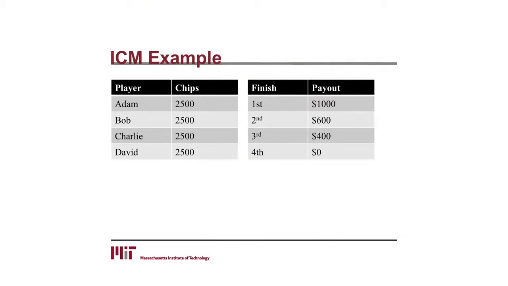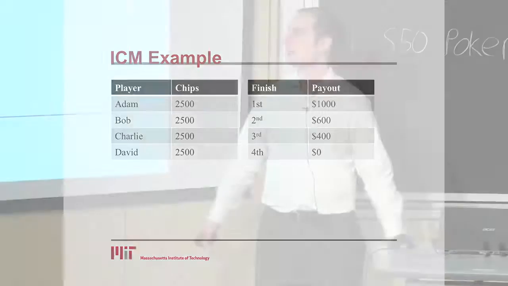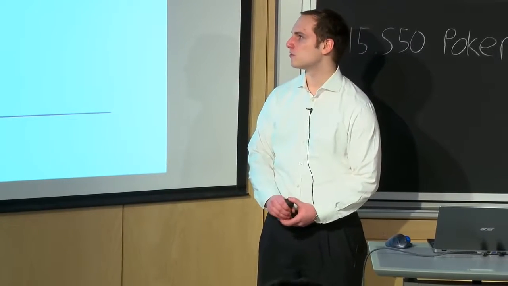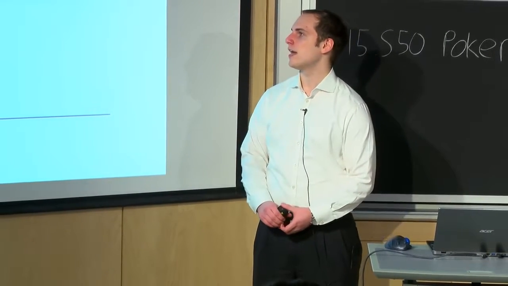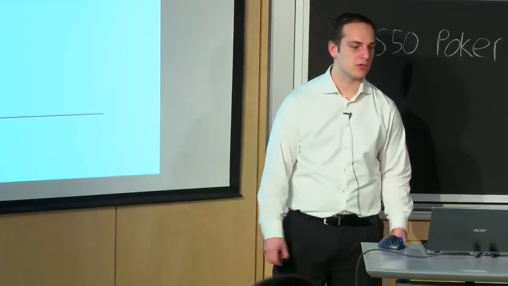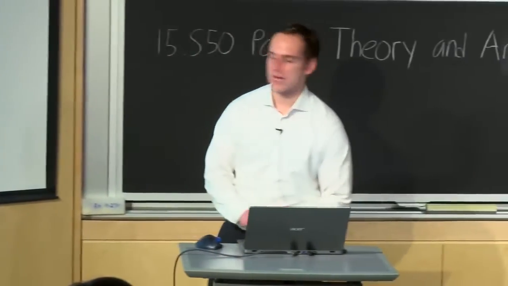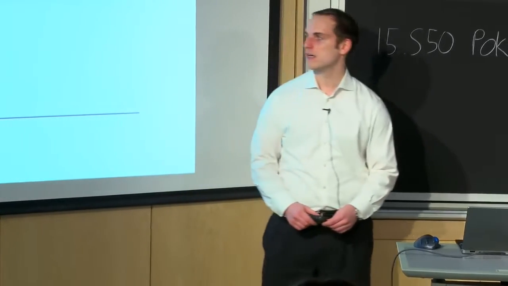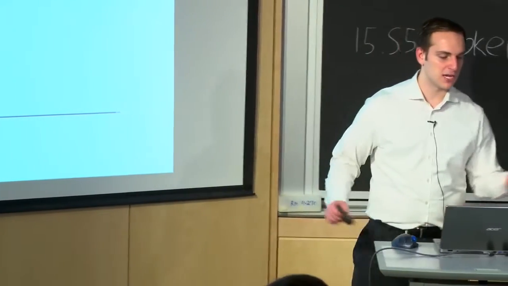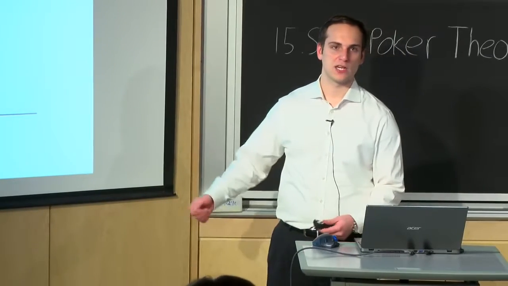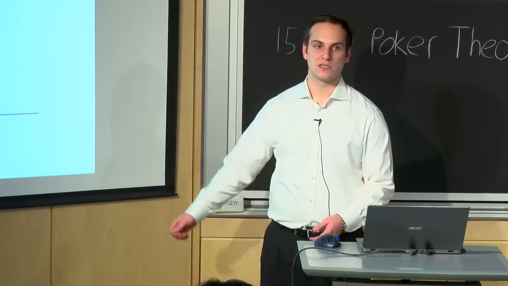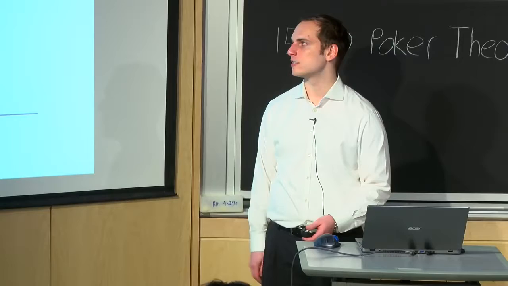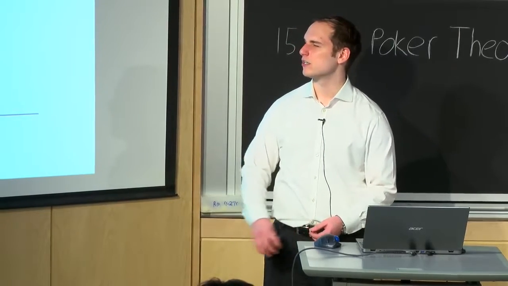So say that we're playing in this situation. It was a 100-person tournament that was a $20 buy-in, and we're down to the final 4 people, and we have 2,500 chips each, and these are the payouts, where first gets $1,000, second gets 600, and third gets 400. So if we look at player Adam, what's his equity? What's his expected dollar amount in this tournament, assuming that everyone is approximately equal skill, which is the underlying assumption here?